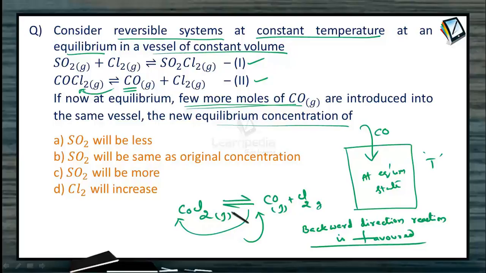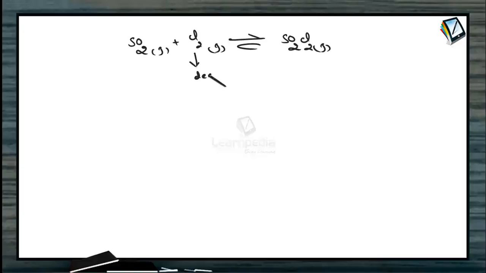So the moment the backward direction reaction is favored, what happens to the chlorine gas? As the backward direction reaction is favored, carbon monoxide reacts with the chlorine and the concentration of chlorine decreases. And the moment the concentration of chlorine decreases, as we have in the first system, SO2 gas plus Cl2 gas giving SO2Cl2 gas, this system is also there in the same vessel at the same temperature. As the concentration of chlorine decreases, as per Le Chatelier's principle, so as to produce more chlorine, the backward direction reaction will be favored. So even in system 1, the backward direction reaction is favored.